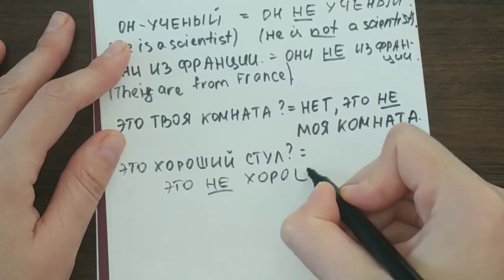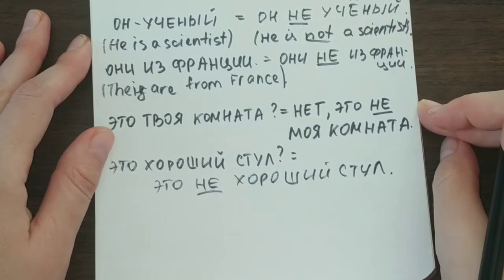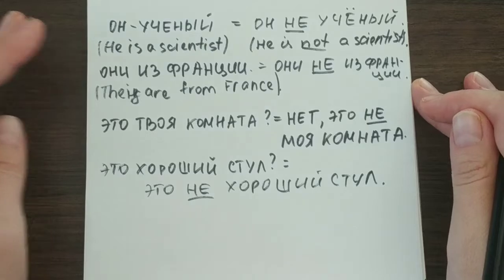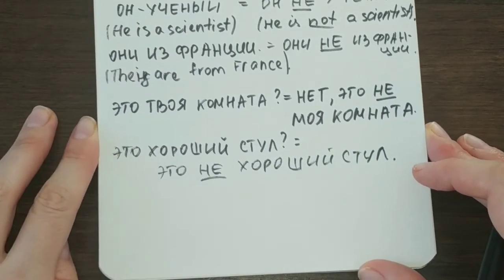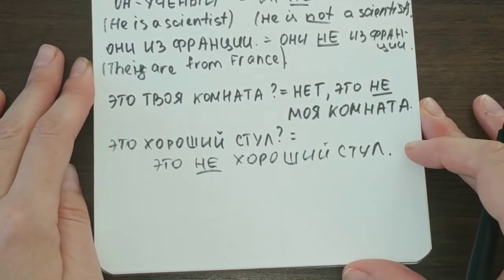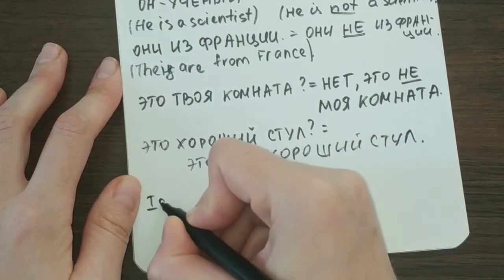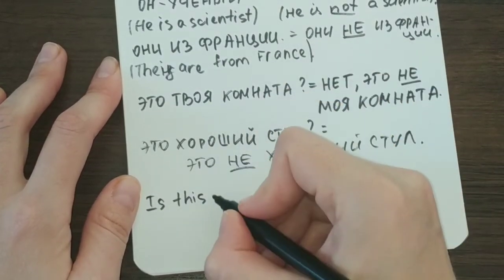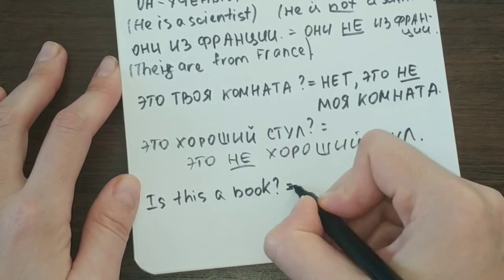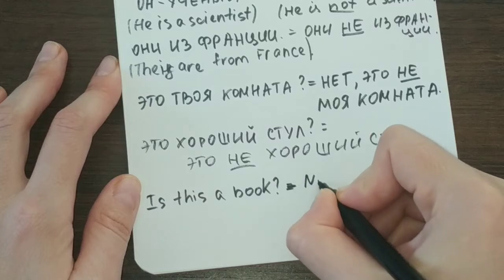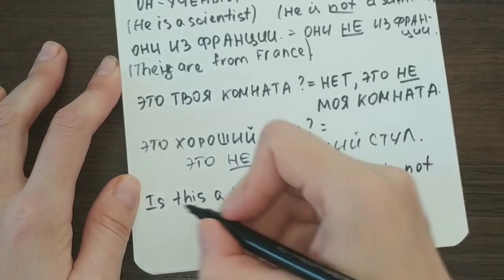хороший стул. This is not a good chair. Это не хороший стул. And another example I also wanted to talk to you about. Let me write this in English first, so that it will be easier for you to understand. Is this a book? Like, for example, a person asks, and you answer, no, this is not a book.